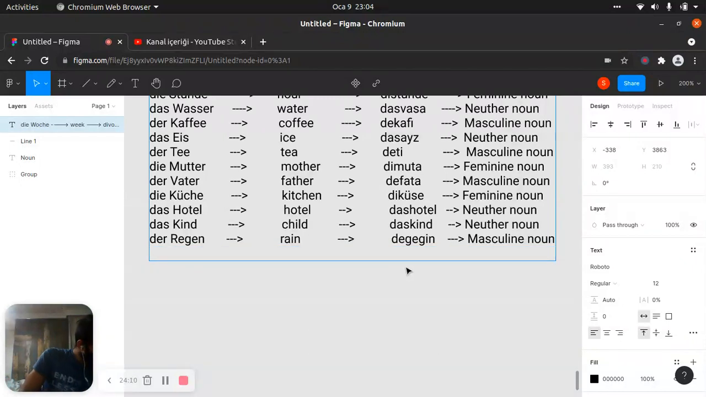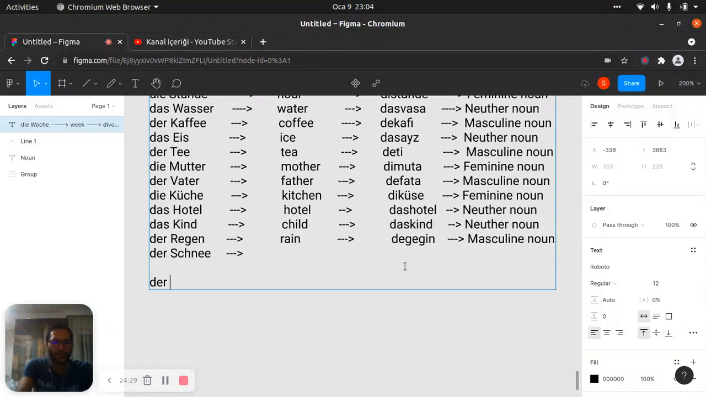And then we have der Schnee. That's Schnee, like that. Right, der Schnee is like snow. You can put the same thing for that.